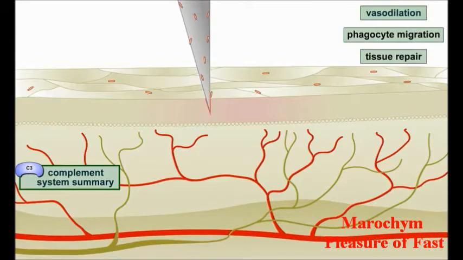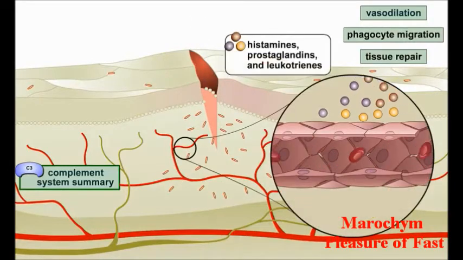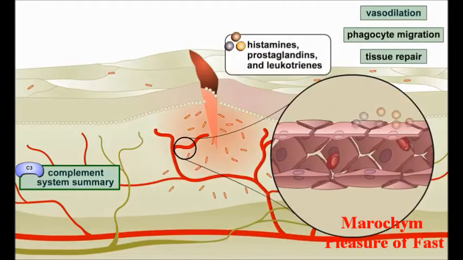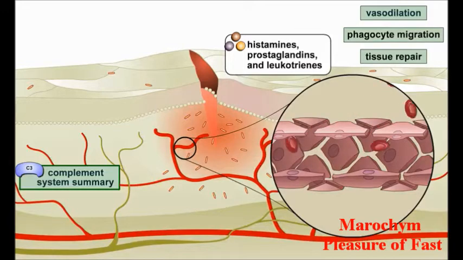Damaged cells release several chemicals, such as histamines, prostaglandins, and leukotrienes. Certain components of the complement system can also stimulate the release of histamines. One function of these chemicals is to cause vasodilation, an increase in the diameter of blood vessels. Vasodilation results in more blood, and therefore more phagocytes, oxygen, and nutrients, being delivered to the site of injury. This increased blood flow results in redness, heat, swelling, and some of the pain associated with inflammation.